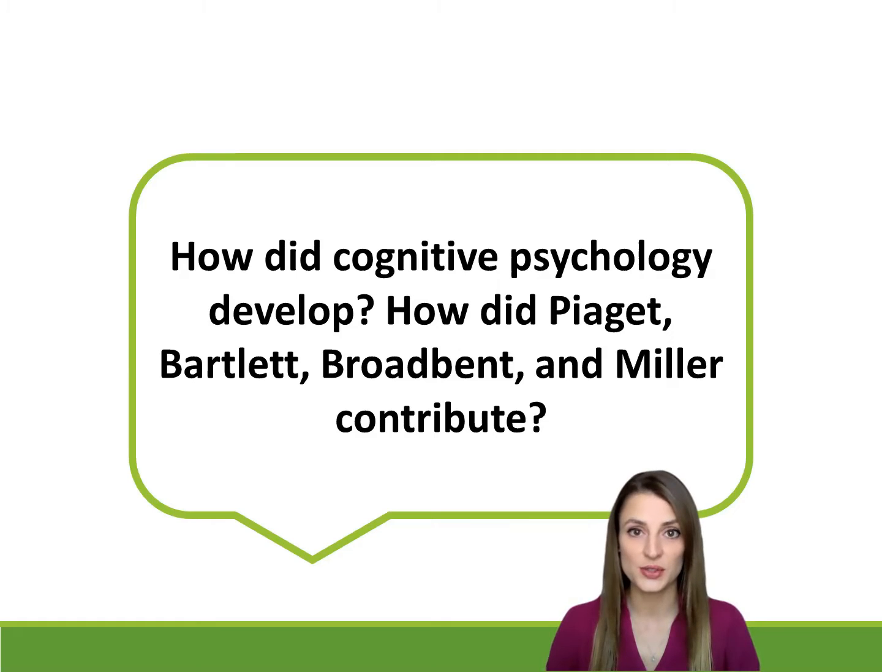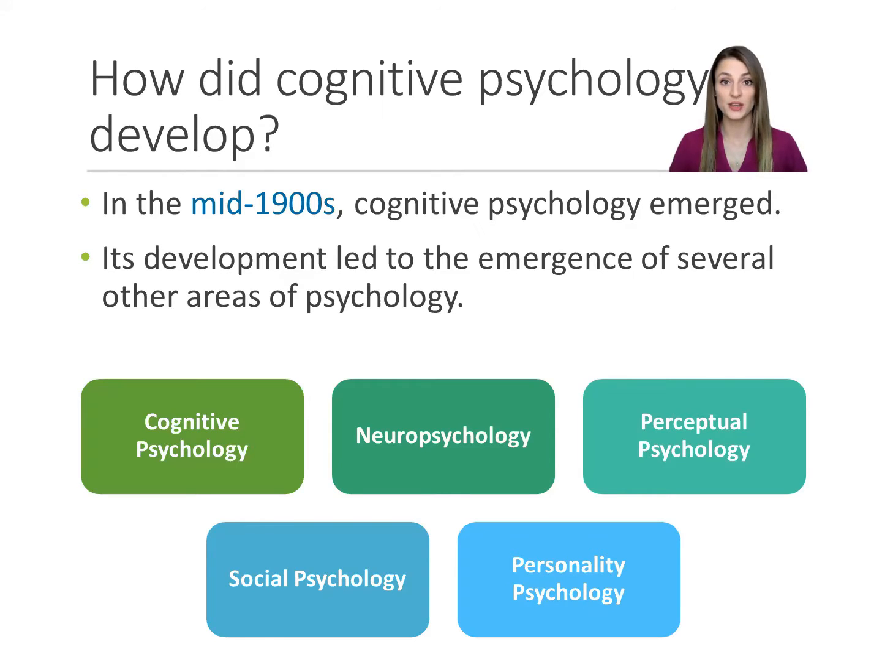Take a look at Jean Piaget and some of the other early cognitive psychologists. We have spent the entire semester learning about psychology in the 1800s, in the early 1900s. Now we're going to look at how psychology developed in the mid-1900s. From cognitive psychology, we get neuropsychology, perceptual psychology, then social and personality psychology.